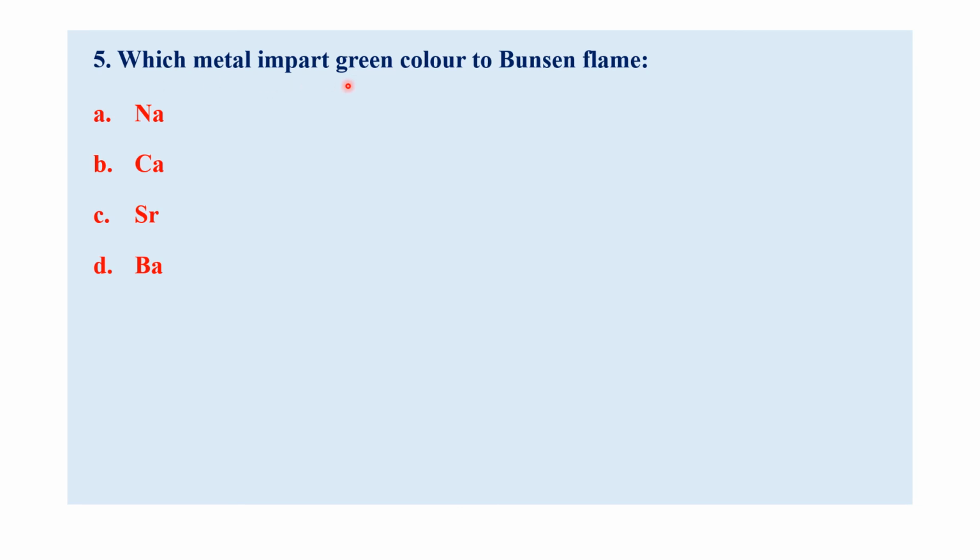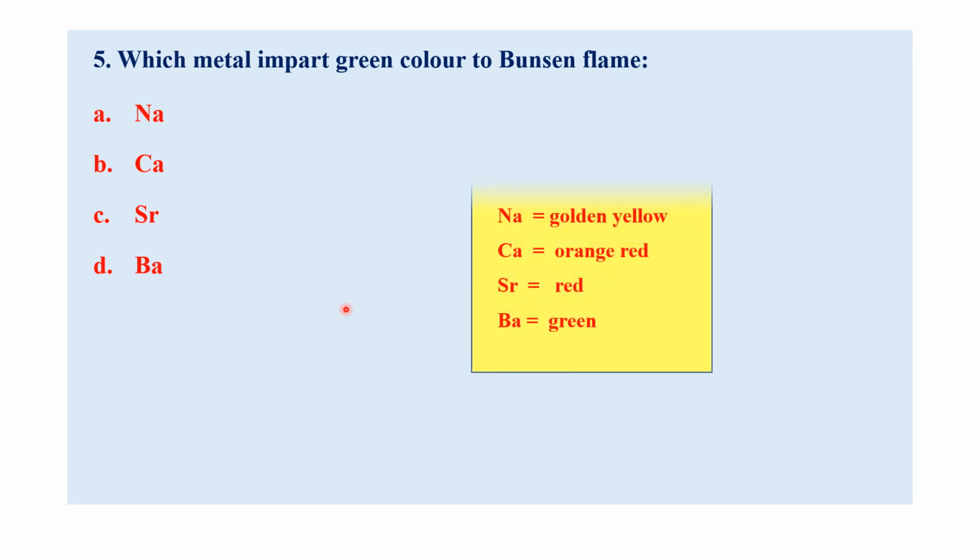Which metal imparts green color to the Bunsen flame? Sodium, calcium, strontium, barium. So first we will look at the color of all these metals. Sodium will give golden yellow or yellow color. Calcium will give red or orange red color. Strontium will give crimson red or red color, and barium will give grassy green or green color. So option D, that is barium, will produce green color in the Bunsen flame.